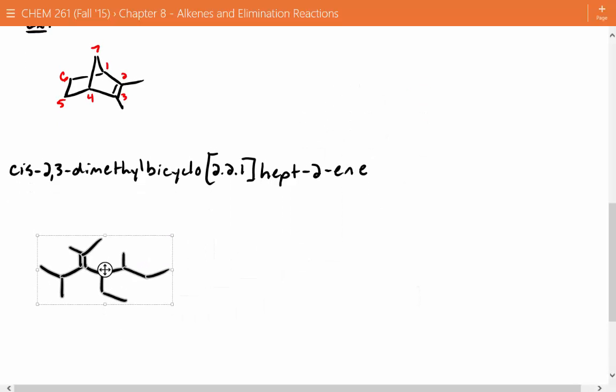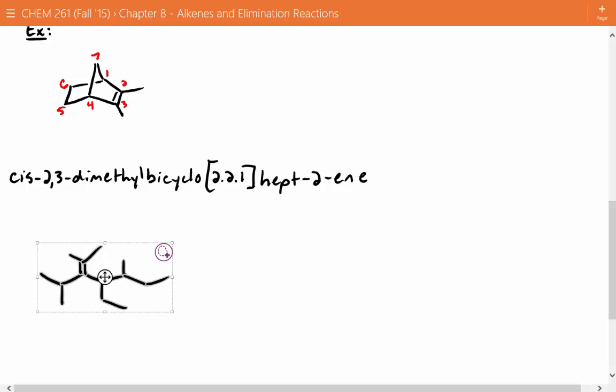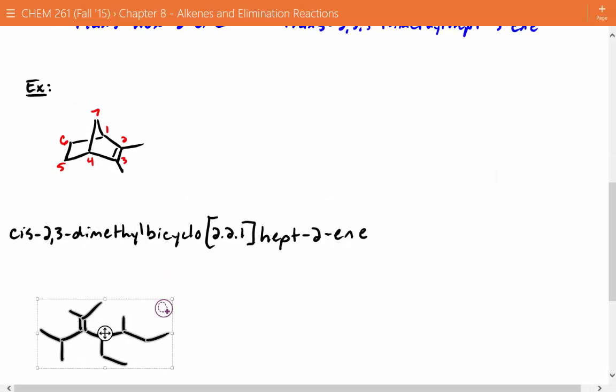Can you explain why it's cis? Because if you look at the methyl groups coming off of 2 and 3, they're coming off that same side. So we would call it cis because of that. Going back to naming rings with double bonds in them, typically you don't see trans double bonds in rings unless you're in a ring size greater than 8. Why is that?